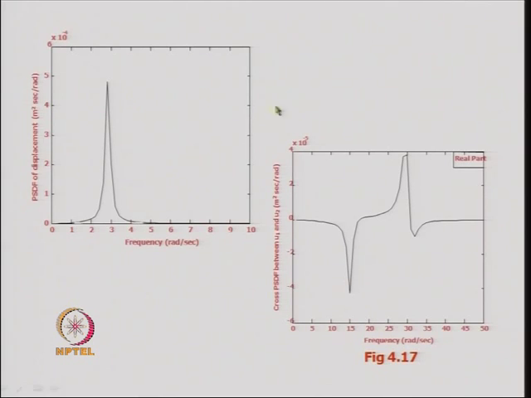For the previous problem, this is the power spectral density function of the response of the top displacement, and this is the cross power spectral density function between the top displacement and the first floor displacement. The real part of this cross power spectral density function is shown. Similarly, we have the imaginary part for this cross power spectral density function.